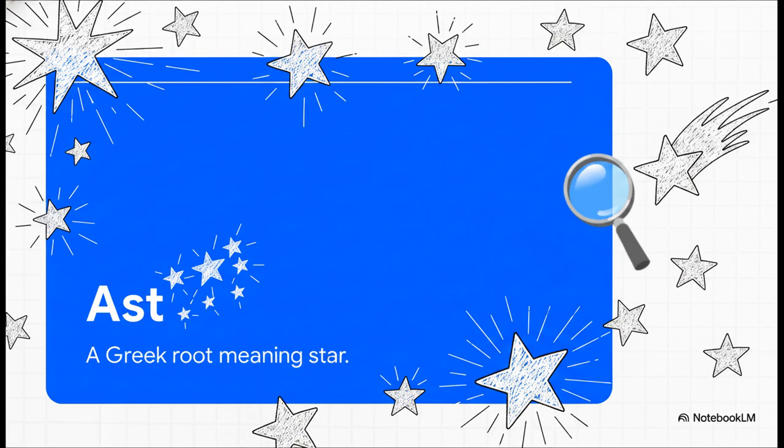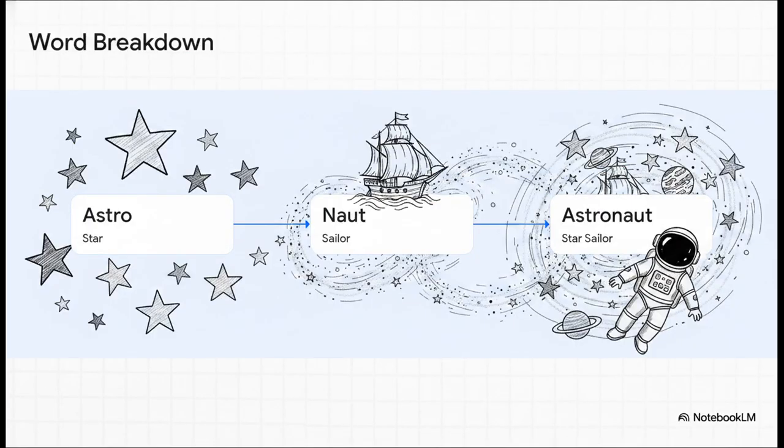Every single time you see ast buried inside a word, I want your brain to immediately flash a picture of a shining, glowing star. Now, what's really fascinating about this is how we can piece these blocks together almost like a math formula. Let's walk through it. Step 1, we have astro, meaning star. Step 2, we bring in naut, which is a root meaning sailor. Put them together in step 3, and what do you get? Astronaut. It literally translates to star sailor.